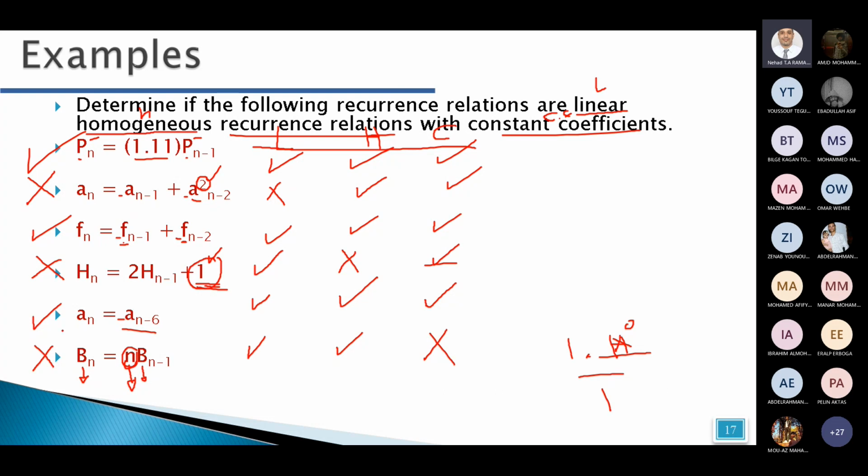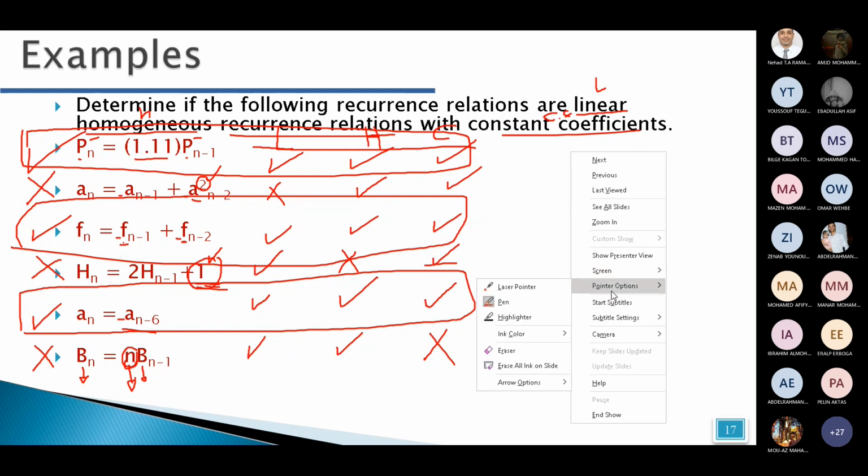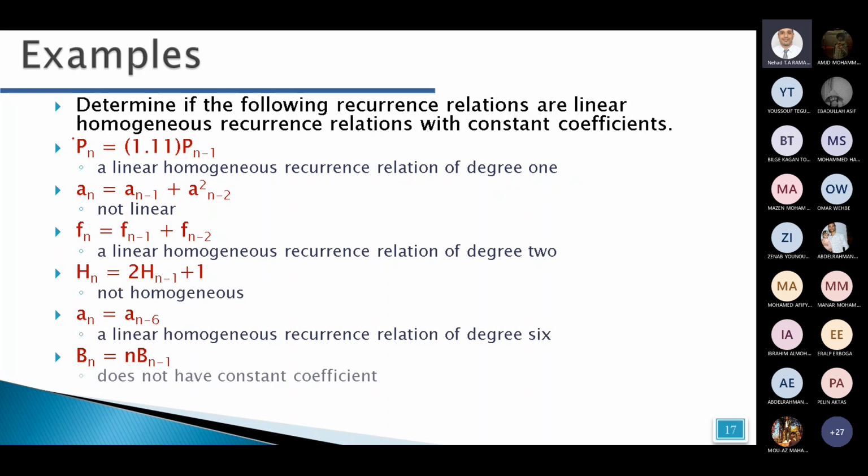So our focus will be on this type: linear, homogeneous with constant coefficient. So this one is in our scope. This one is in our scope. The others are not in the scope of this lecture. Okay.